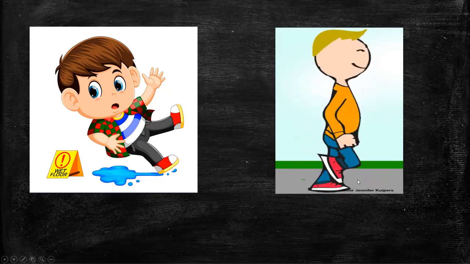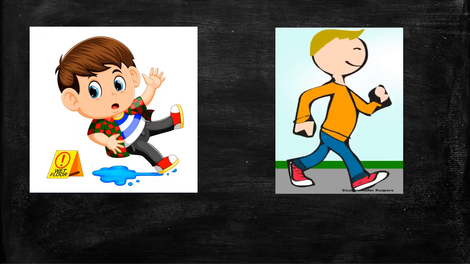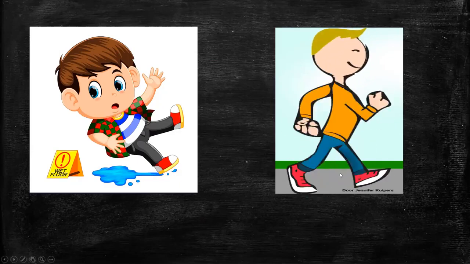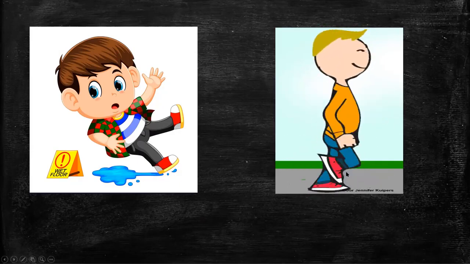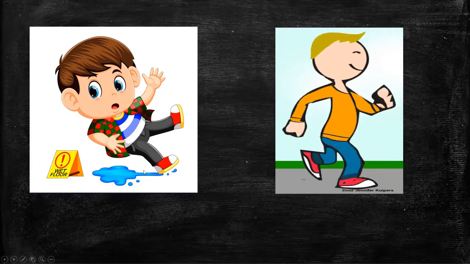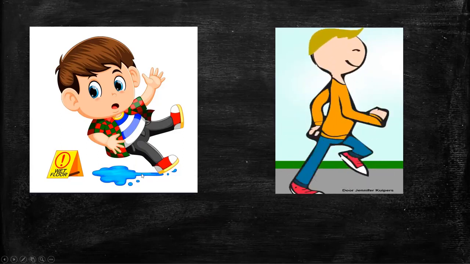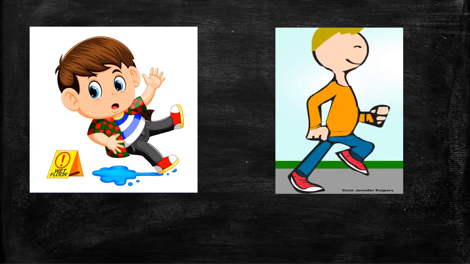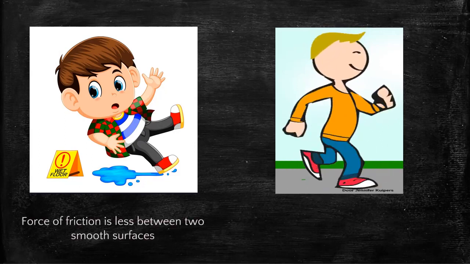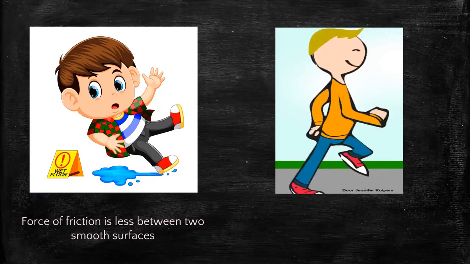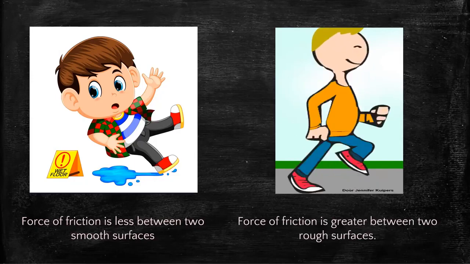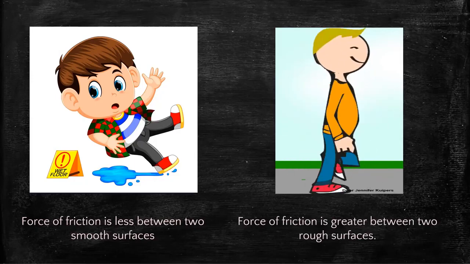So, what can we say? Here where he is not slipping, the frictional force must be greater, and here where he is slipping, the frictional force must be lesser. So, students, force of friction is less between two smooth surfaces, and force of friction is greater between two rough surfaces.